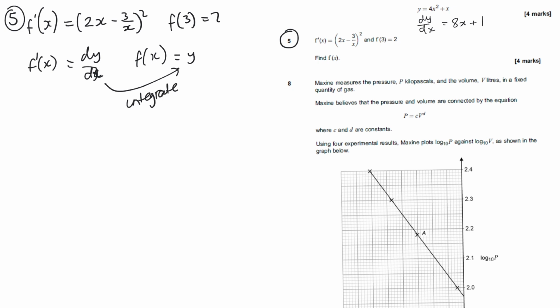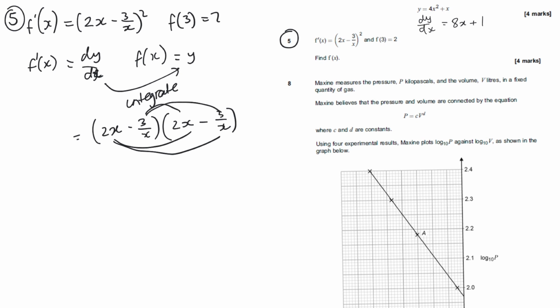So we need to integrate those brackets. What I'm going to do first is expand. So I've got the 2x minus 3 over x, squared. That squared is the same as multiplying the brackets by each other, just an expansion of double brackets. So it's going to expand to 4x squared minus 6 plus 9 over x squared.